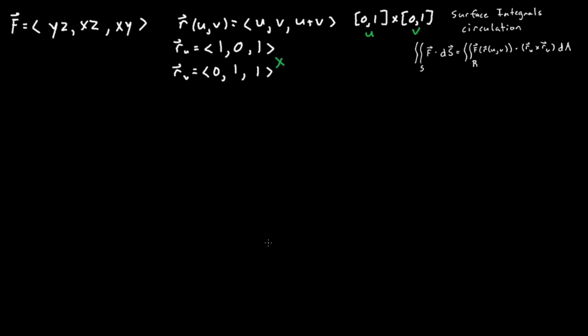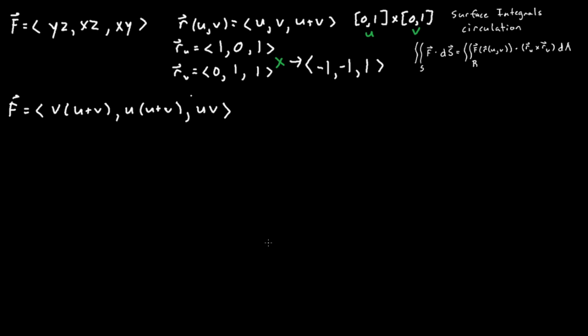If you find the cross product of this, you would get negative 1, negative 1, 1. So we have a cross product here, and all we need to do is parameterize our vector field. So our vector field is defined by y and z, x and z, and x and y. So y in our parameterization is just v, and z is uv. And x is just u, and z is, again, u plus v, and xy is just u times v. So this is our new vector field, parameterized.